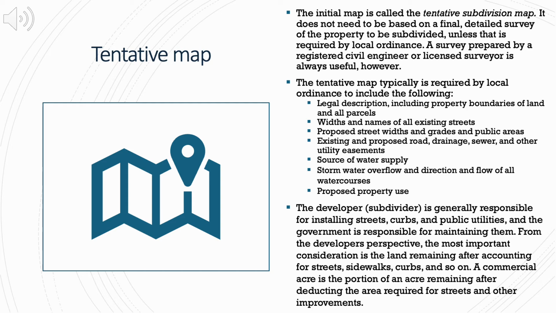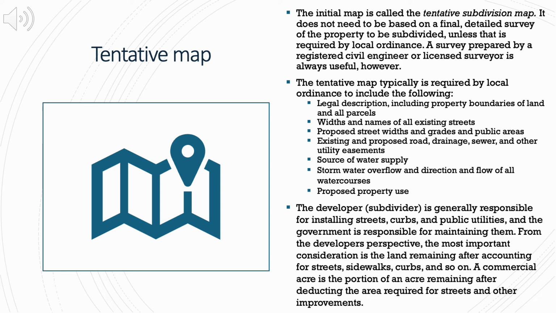The tentative map typically is required by local ordinance to include the following: legal description, including property boundaries of land and all parcels, widths and names of all existing streets, proposed street widths and grades and public areas, existing and proposed road, drainage, sewer, and other utility easements, source of water supply, storm water overflow and direction and flow of all watercourses, proposed property use.